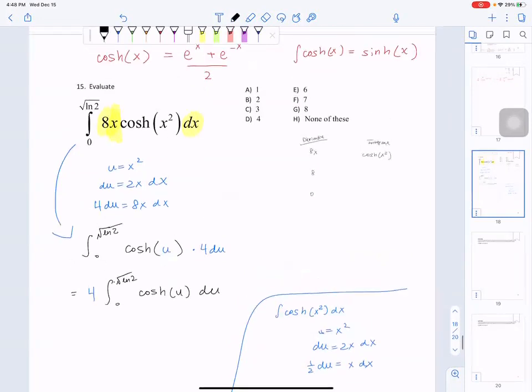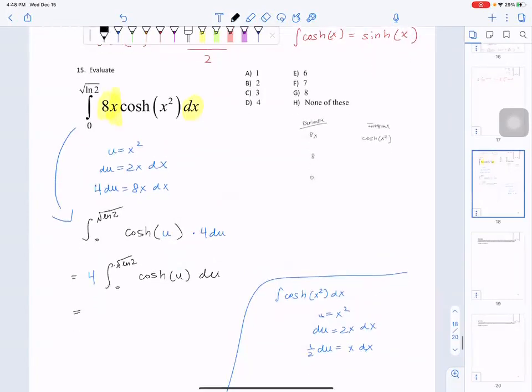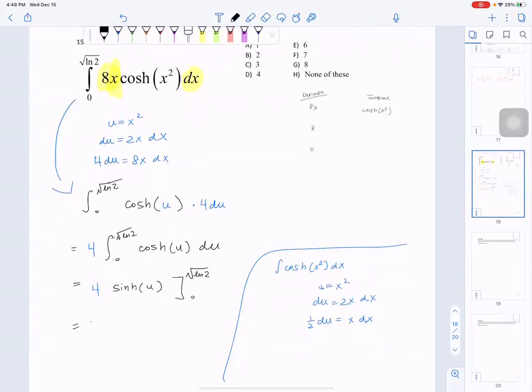What is the integral of cosh? It's sinh. So we have 4 times sinh of u evaluated at those bounds. What was u? Because remember, we don't want u's in there. So we have sinh of u was x squared, evaluated at these bounds.